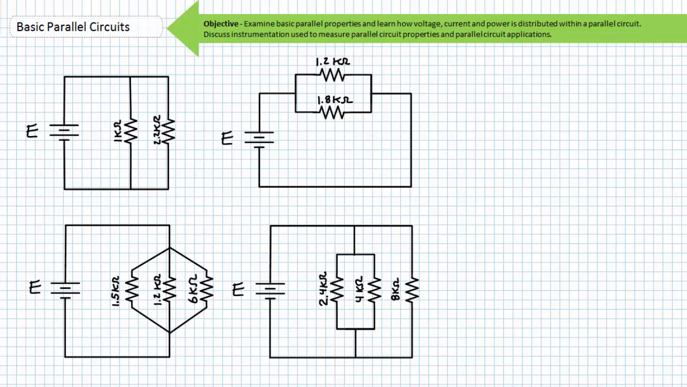The upper left circuit is a parallel combination of two resistors, a 1 kΩ resistor and a 2.2 kΩ resistor. The upper right is also a parallel combination of two resistors, only this time it's drawn horizontally. It's a parallel combination of a 1.2 kΩ resistor and a 1.8 kΩ resistor. The lower left is a parallel combination of three resistors, a 1.5 kΩ resistor, a 1.2 kΩ resistor, and a 6 kΩ resistor. The lower right circuit is also a parallel configuration of three resistors, although it's drawn slightly differently. It's a 2.4 kΩ resistor, a 4 kΩ resistor, and an 8 kΩ resistor.